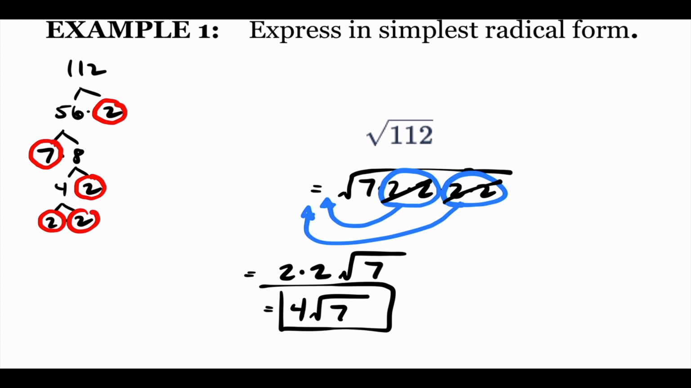So you're always going to start by breaking down. And then you're going to decide, am I looking for pairs? Pairs means square root. Triples means third root. 4 of a kind means fourth root, and so on and so forth. Okay? So this one is square root. So we look for pairs. All right. Let's try number 2 now.